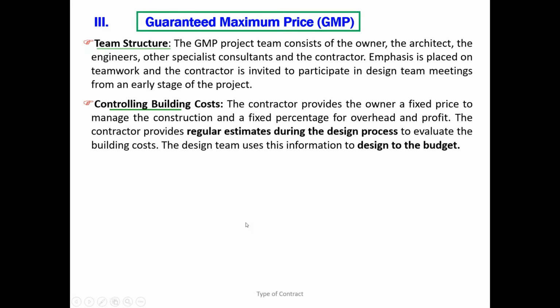But it is not a lump sum. In a lump sum, you have to pay the whole amount. In the GMP, you will pay up to the amount we agreed. So that is the difference, if you want to understand the difference between the GMP and the lump sum.